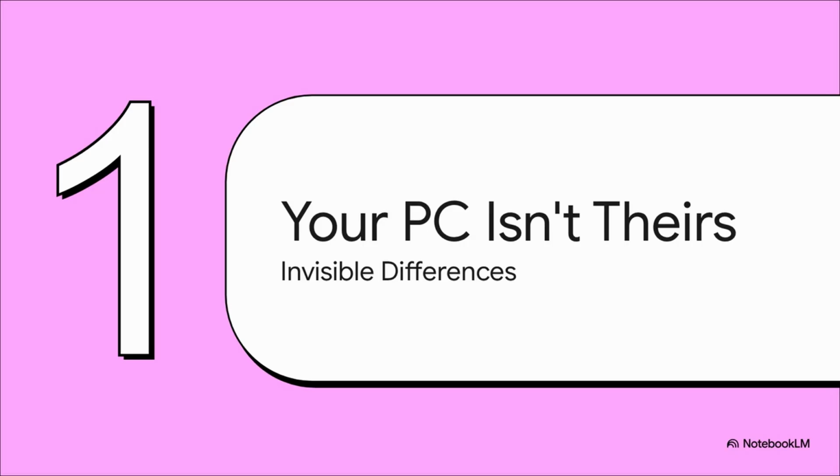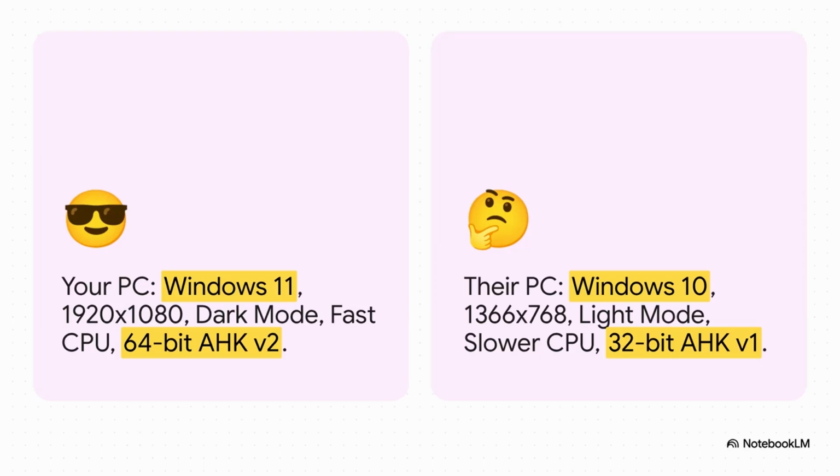Okay, so let's really get into this. We're going to peel back the curtain and look at all those invisible differences between computers that can cause absolute chaos for a script that's just expecting everything to be exactly the same. It's kind of wild how many little things we just don't think about. I mean, look at this. You could be on Windows 11 with a huge high-res monitor running everything in dark mode. But your friend might be on a Windows 10 laptop with a much smaller screen, and they prefer the light theme. Your script might even be written for AutoHotkey V2, but they're still running V1. Every single one of these differences is a potential landmine.